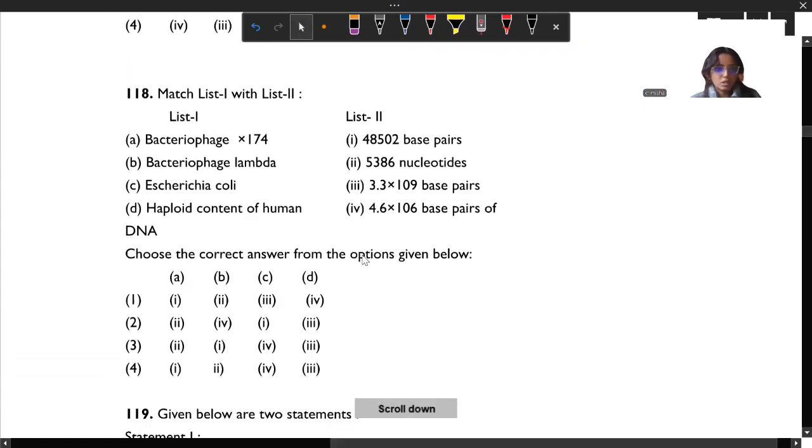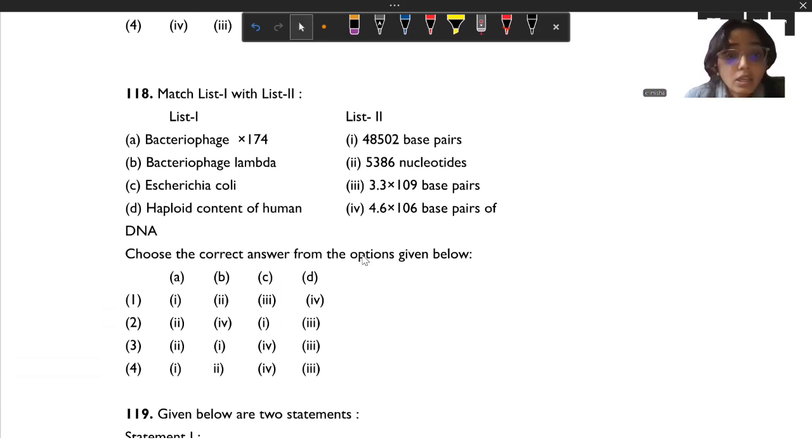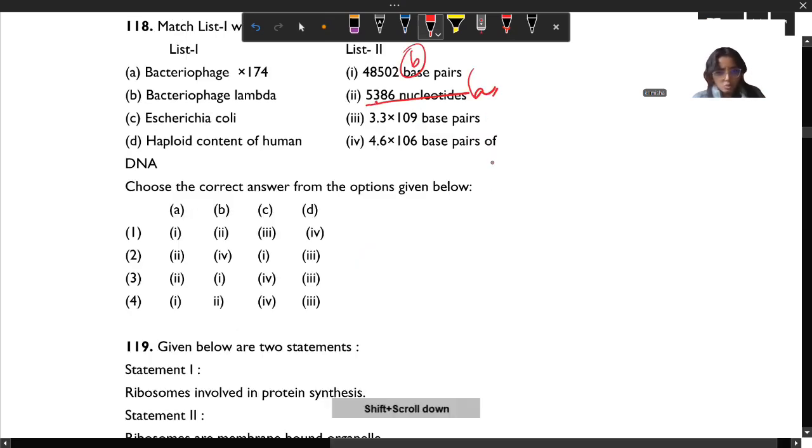I hope that is clear to all of you. Then moving on to question 118. You have to match the number of base pairs of nucleotides. So bacteriophage phi X 174 has, this is plain memory, 5,386 nucleotides. Bacteriophage lambda has 48,502 nucleotides. I remember the first number of it. That's how I remember. You can also try that.